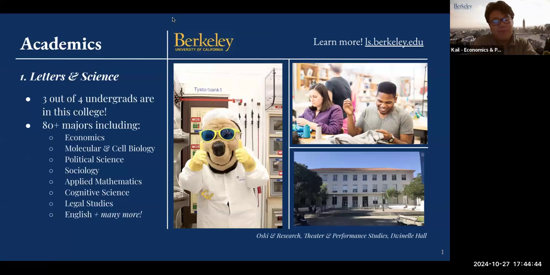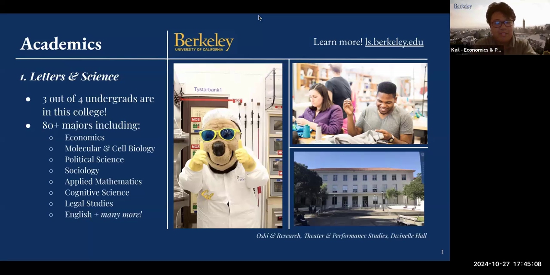Great. So the first thing we're going to go over is Letters and Science. This has 3 out of 4 undergrads in this college. Rena and I are both in the College of Letters and Science. We have 80 plus majors, including economics and psychology. That's what I'm in. Legal studies is in there, molecular cell biology, political science, sociology, applied math, cognitive science, English, and a lot more.